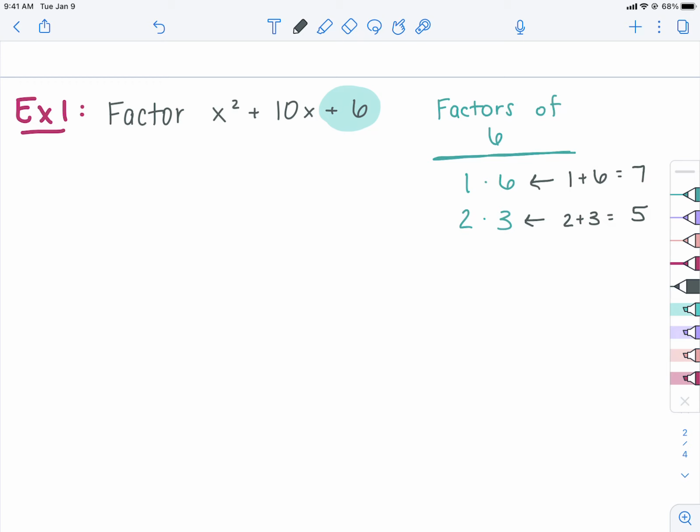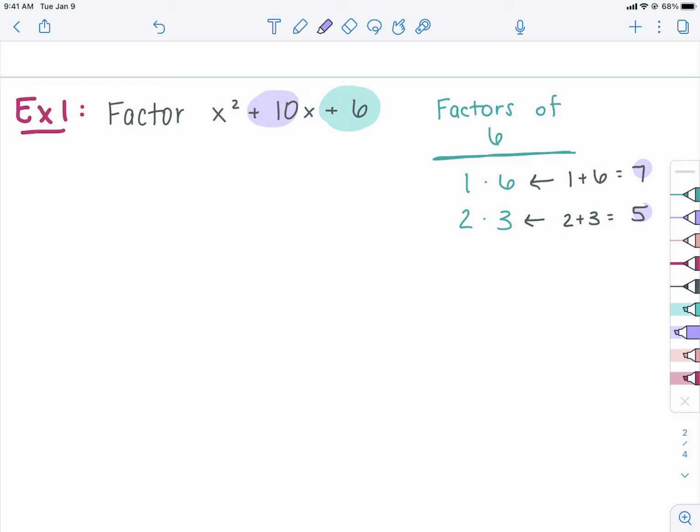Since neither of my factors add to 10, I cannot break this up. There's nothing I can do here. This is already as simplified as possible. I can't go any farther. So the first thing I always do is I check my last number, pick out my factors, and then I want to see which one adds to the middle number. I don't have that option, right? I have a 7 and I have a 5, so I can't factor this.